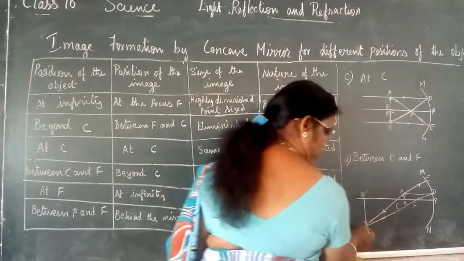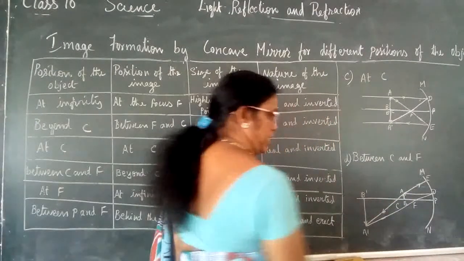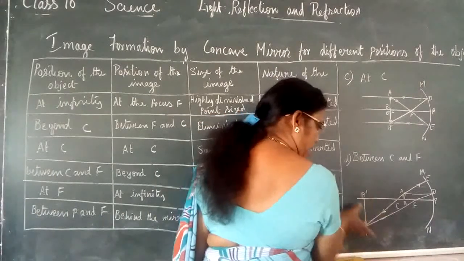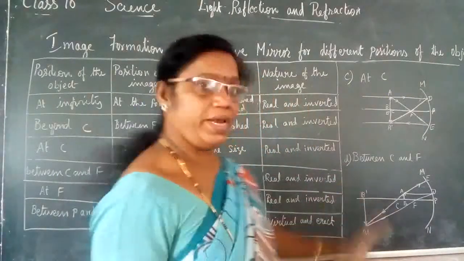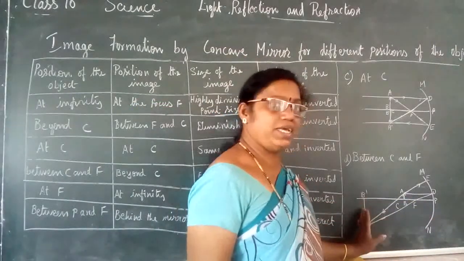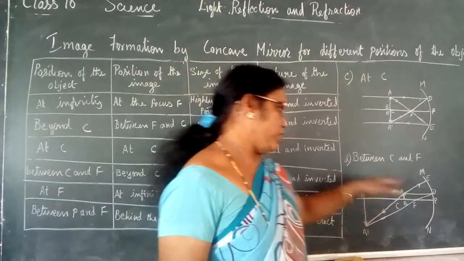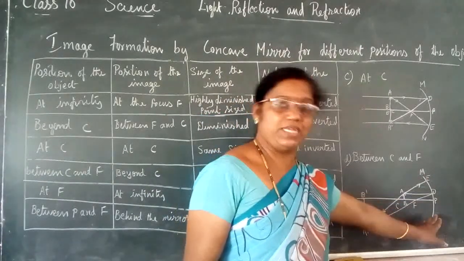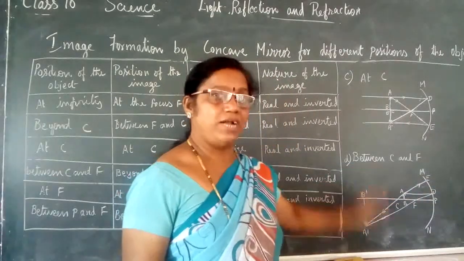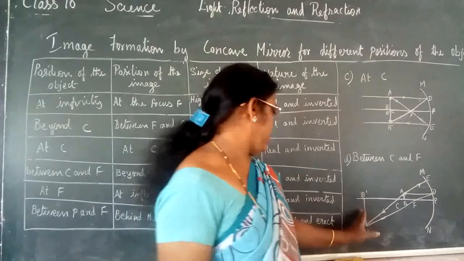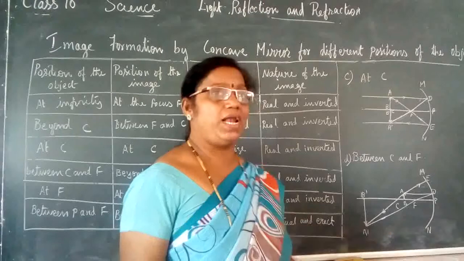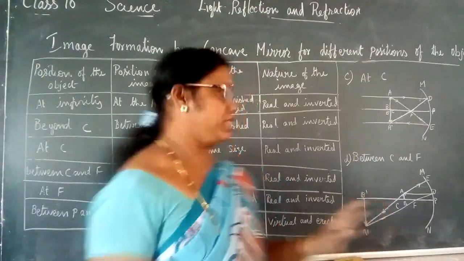Therefore, this comes to the point below C. Hence, we will get an inverted image, where the size of the image is very big compared to the size of the object. And where do we get the image? Beyond C. When the object is placed between C and F, the image will be formed beyond C. That too, the image formed will be real and inverted as well as magnified, very big in size.